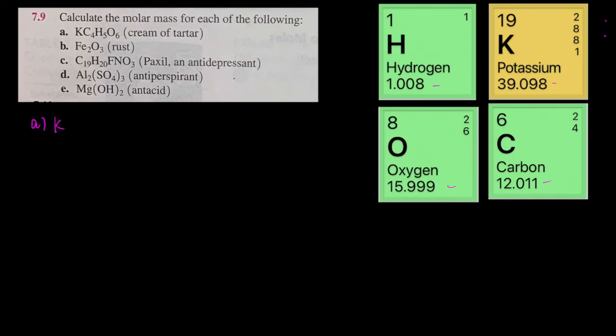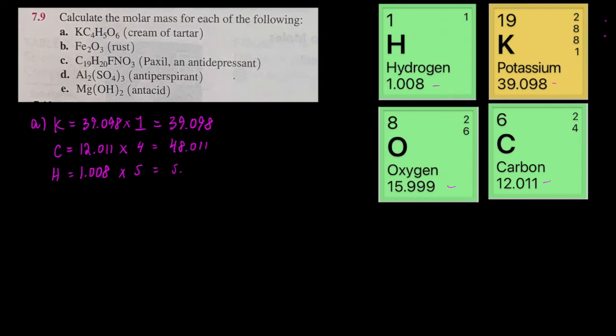So in this chemical formula, we've got potassium, and potassium is 39.098. And in the chemical formula, we just have one of those because we don't have any subscript indicated. It's assumed to be 1. And so we just do that. Now for carbon, it's 12.011. And we multiply that by 4, and so that's going to be 48.011. For hydrogen, we have 1.008, and we have 5 of those, so that's going to give us 5.04, right, when we do that on our calculator.